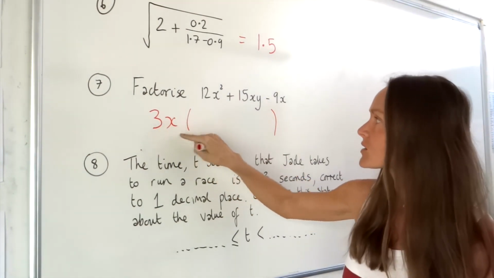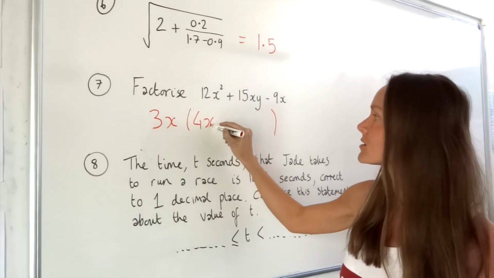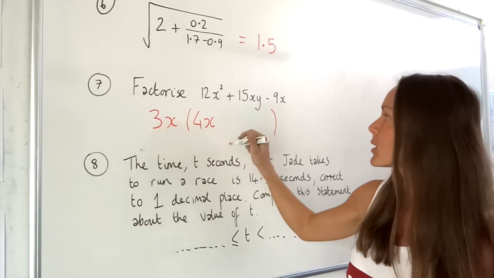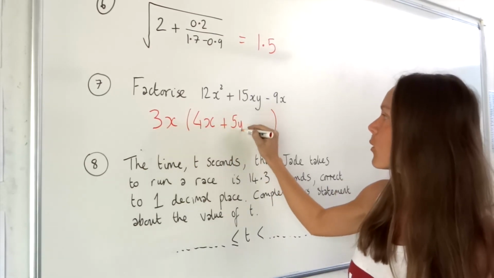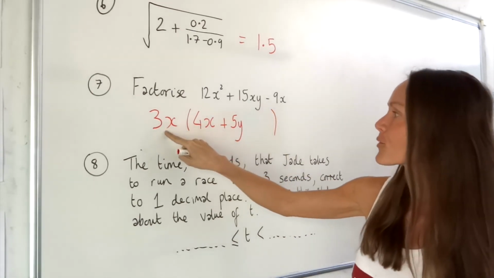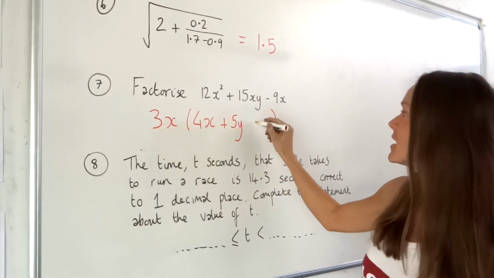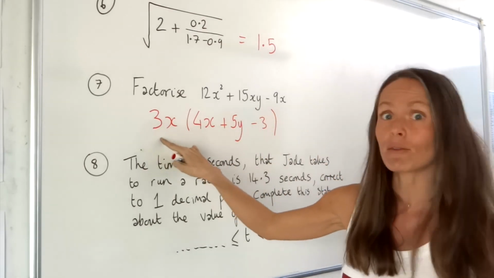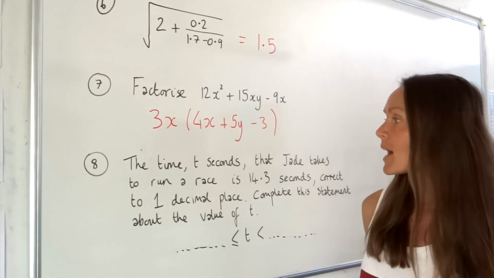So 3x multiplied by 4x gives us 12x squared. 3x multiplied by 5y gives me 15xy. And lastly, 3x multiplied by negative 3 gives me negative 9x. So there I've factorised. Now, number 8.